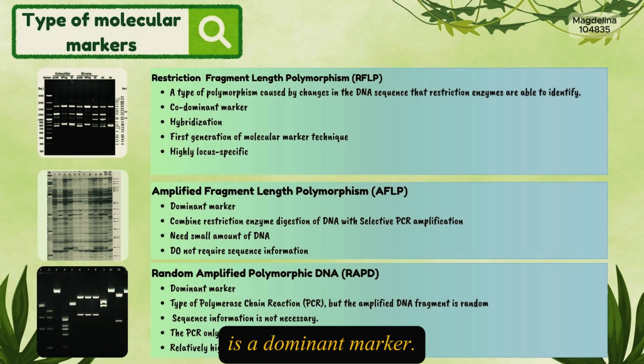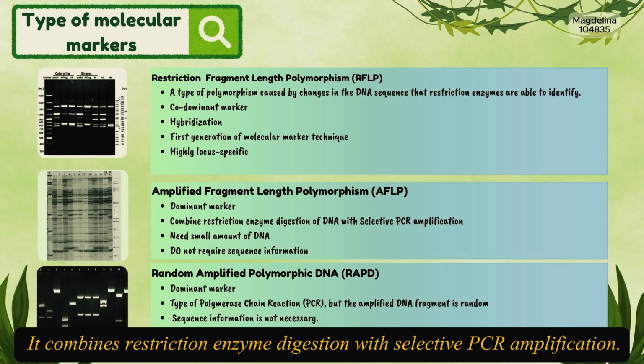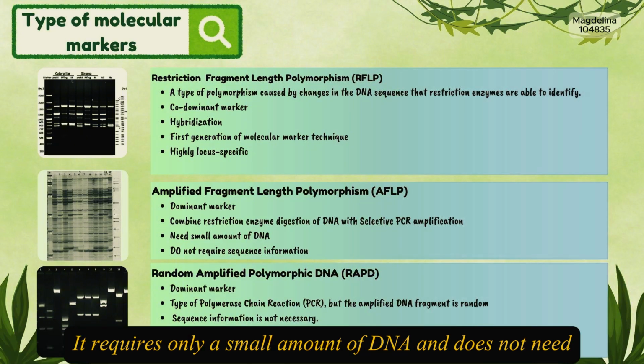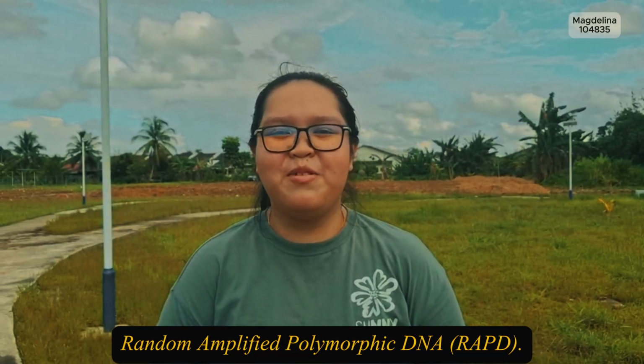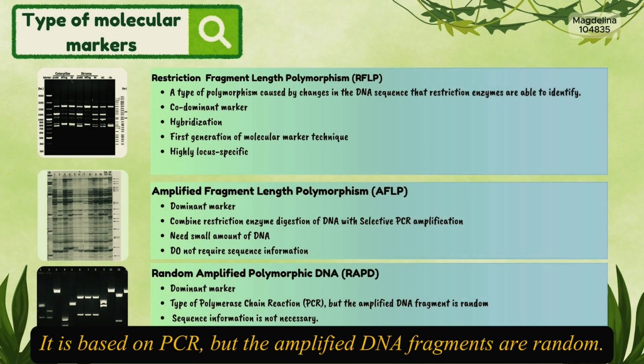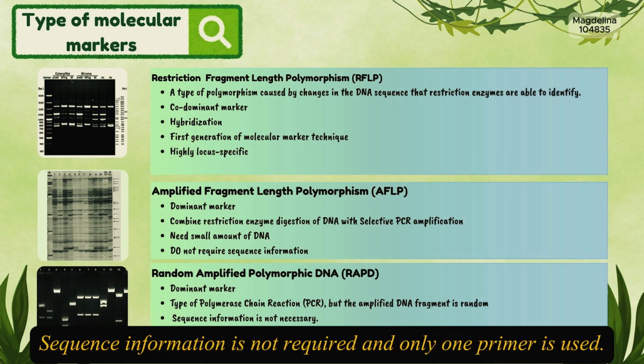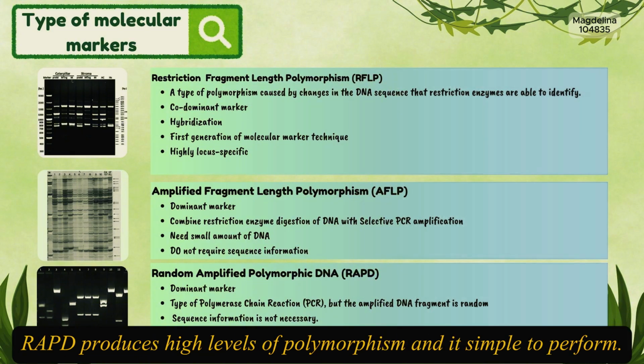AFLP is a dominant marker. It combines restriction enzyme digestion with selective PCR amplification. It requires only a small amount of DNA and does not need prior sequence information. RAPD is also a dominant marker. It is based on PCR but the amplified DNA fragments are random. Sequence information is not required and only one primer is used. RAPD produces a high level of polymorphism and it's simple to perform.